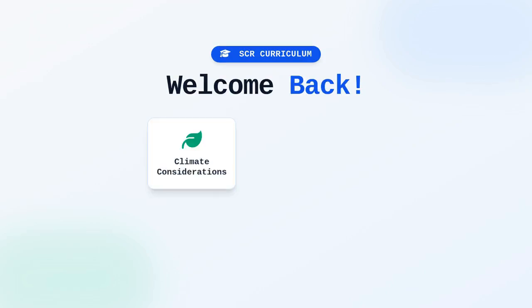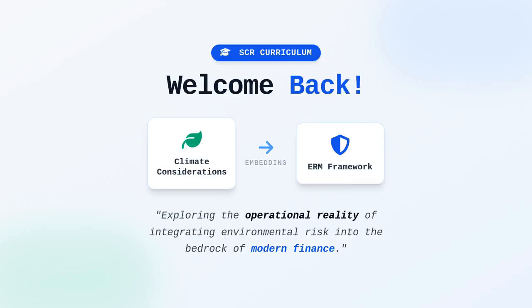Welcome back to our journey through the SCR curriculum. Today, we turn our focus to the operational reality of embedding climate considerations into the bedrock of modern finance, enterprise risk management.